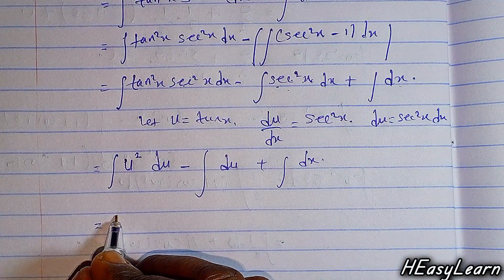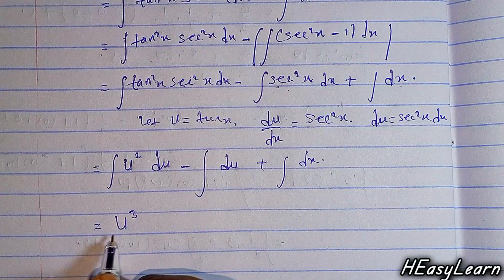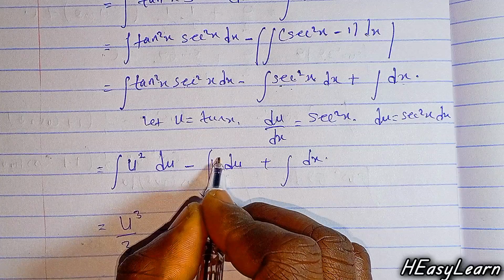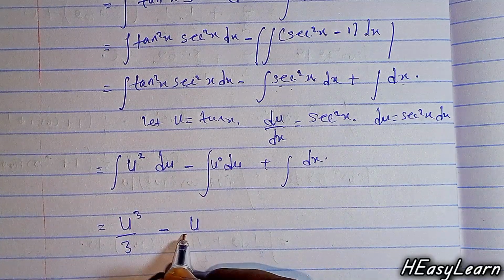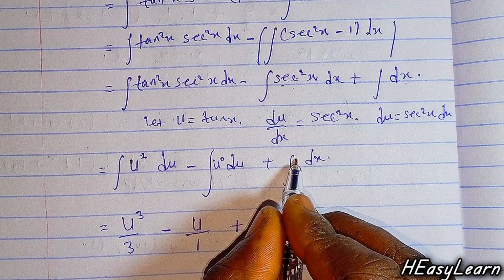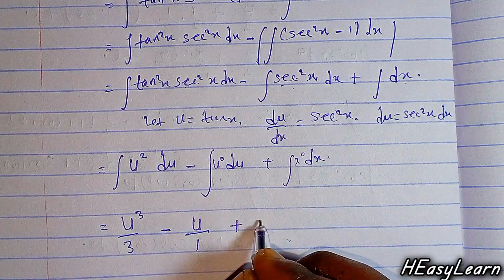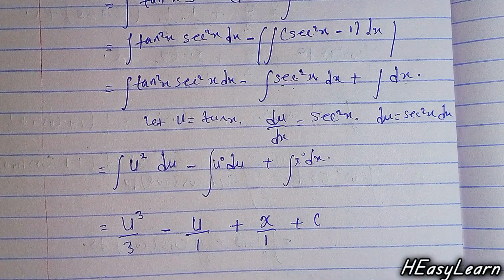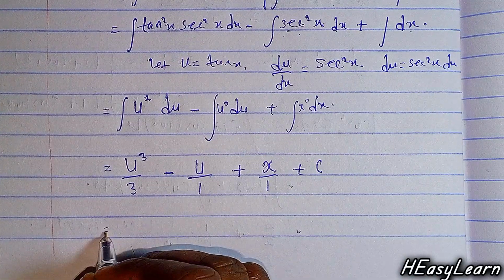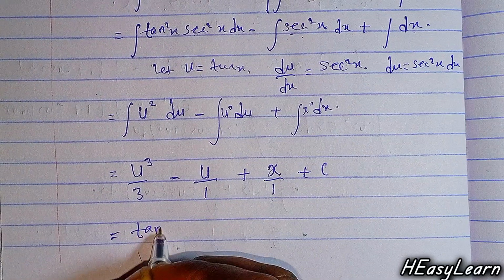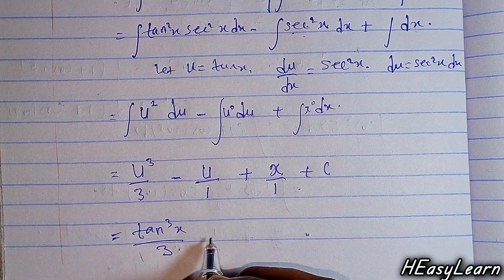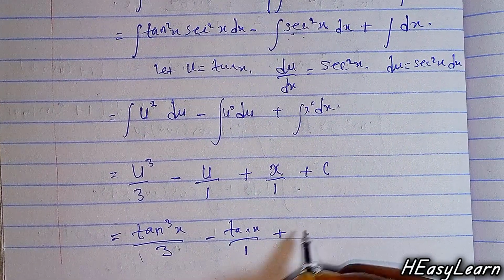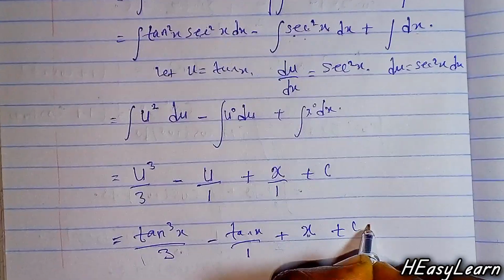Here it is very easy to use direct integration: add 1 to the power over the new power. Assuming there is u to the power of 0 before, add 1 to it over the new power, plus the same thing for x to the power of 0, plus the constant of integration. From above, u is tan x. This is going to be tan cube x divided by 3 minus tan x divided by 1, which is just tan x, plus x plus the constant of integration.